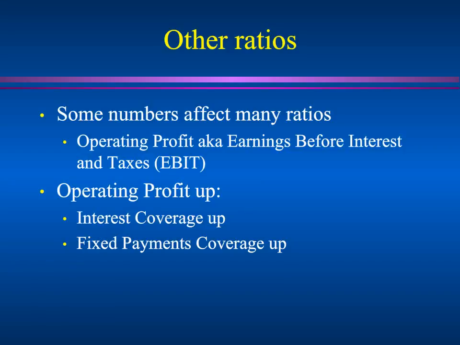Other numbers that show up, operating profit, also known as earnings before interest and taxes, shows up in the interest coverage and fixed payments coverage, and we'll see some of these numbers show up later in other ratios. So it's important to note that there's an interplay between the ratios sometimes too, just because of one number. Most often you're looking at net income, but just because of one number increasing or decreasing.